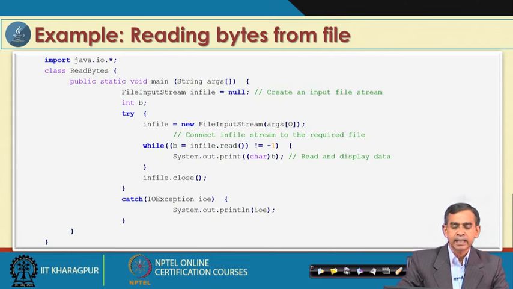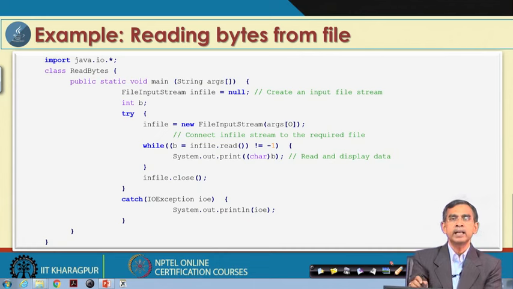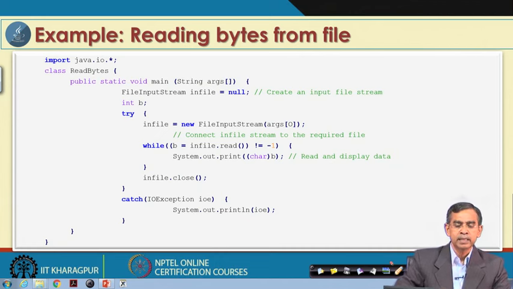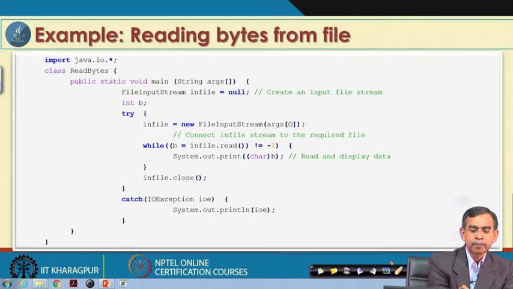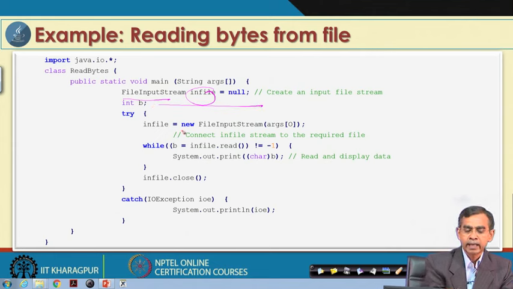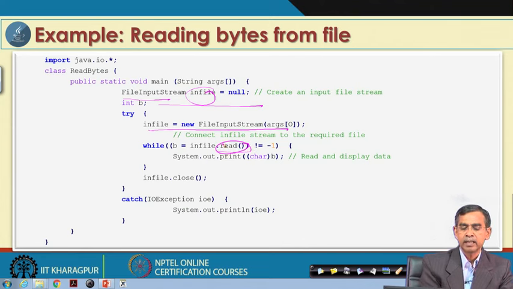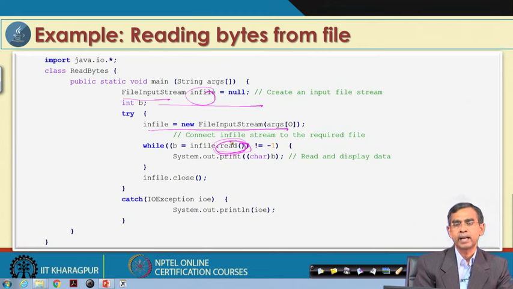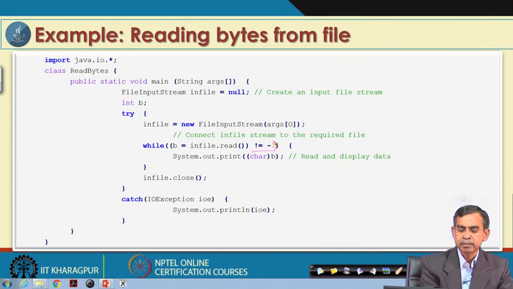Here is another example which explains how reading in the form of bytes from a file is possible. Again, the same thing: the file input stream is the class for which an object is to be created, and then we make a connection, and then the read method is used. This read method reads 1 byte at a time, until the end of file occurs.